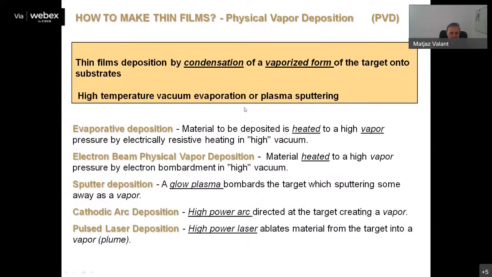So how do we make thin films? Especially when we're talking about physical vapor deposition, we produce thin films by first converting a solid material into vapor and then condensing this vapor on the substrate.